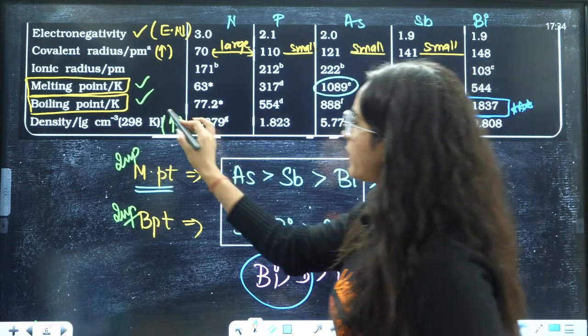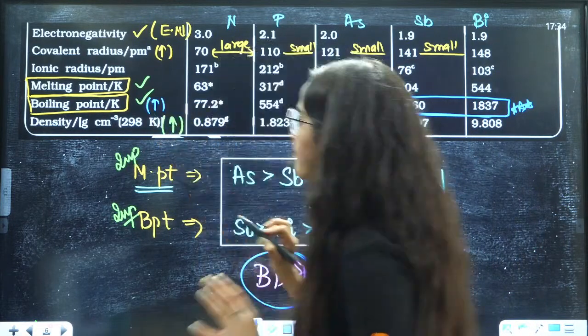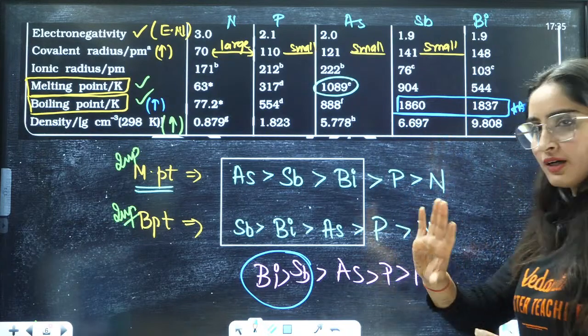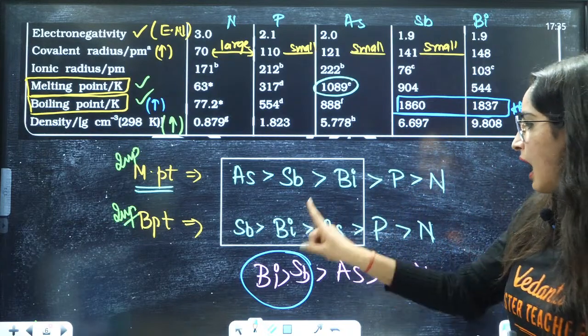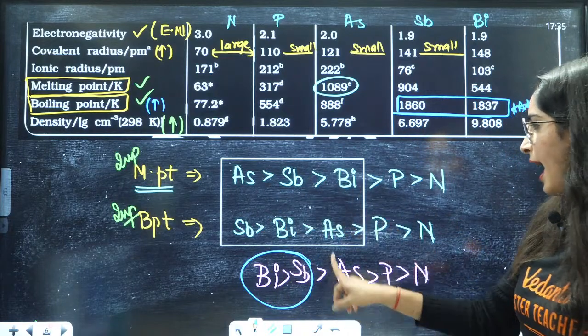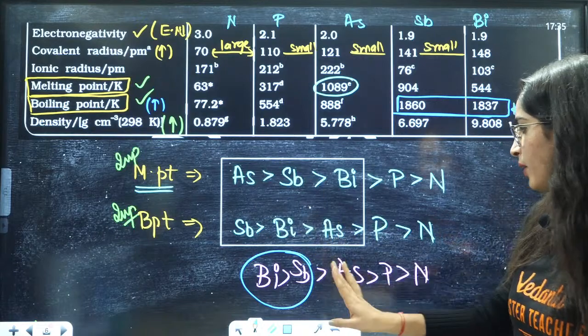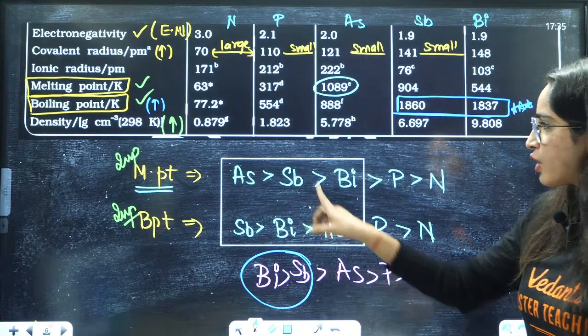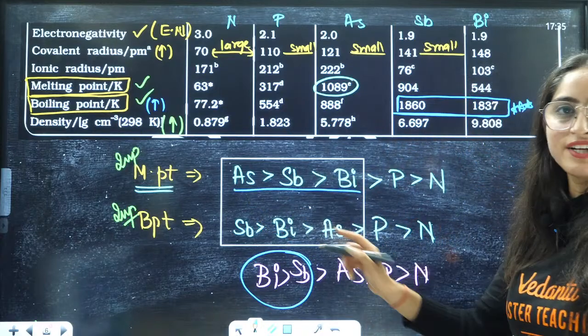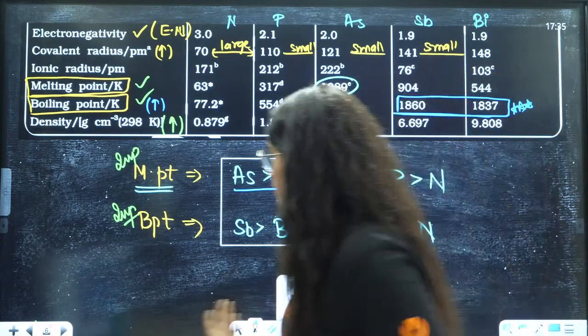In general, you can write that it is increasing, but the melting point order should also be like this, but it is totally messed up. Here, bismuth was supposed to be the last, but it is at this point, and then you have antimony, and then you have arsenic. This thing is very important for you. This order is totally changed.